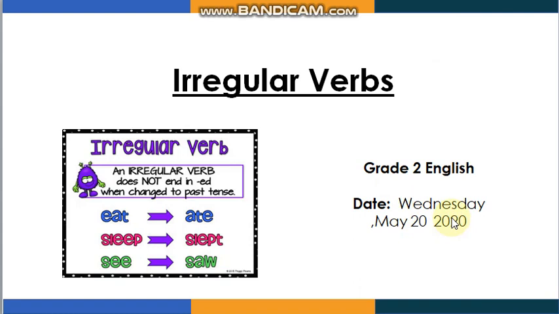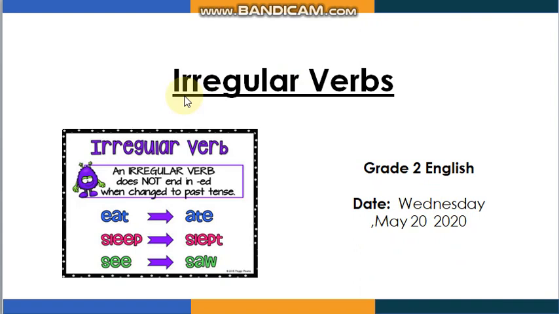Yesterday was Tuesday. So what day comes after Tuesday? Wednesday. Well done. And the date is May 20, 2020. And now let's read the title of the lesson together. The title of the lesson is Irregular Verbs.